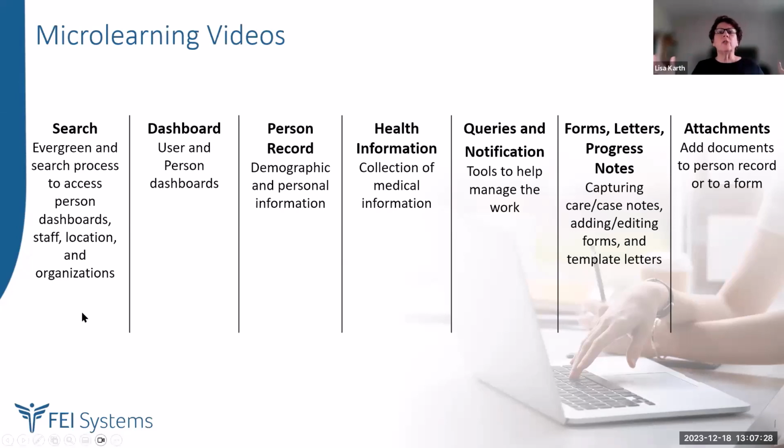The search micro learning introduces you to Evergreen and gives you a high level overview of the dashboards and the search functionality. There is a micro learning specific to dashboards that goes into more depth, the user dashboard, which for you is called My Dashboard, and the person dashboard. There is a micro learning for the person record, and this is where all of the demographic information for the person is stored.